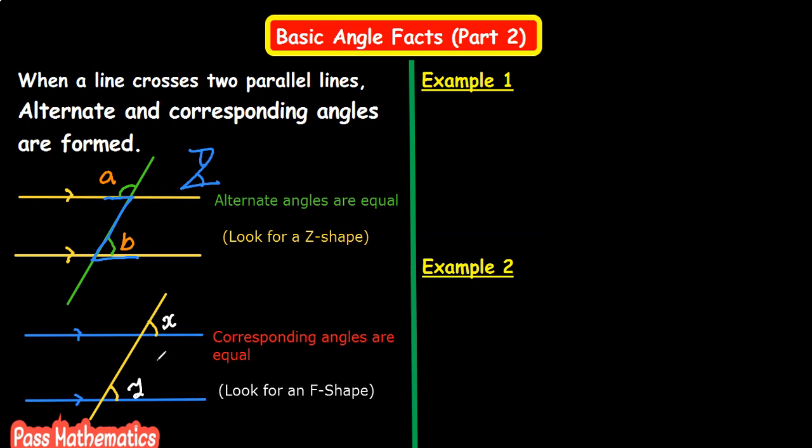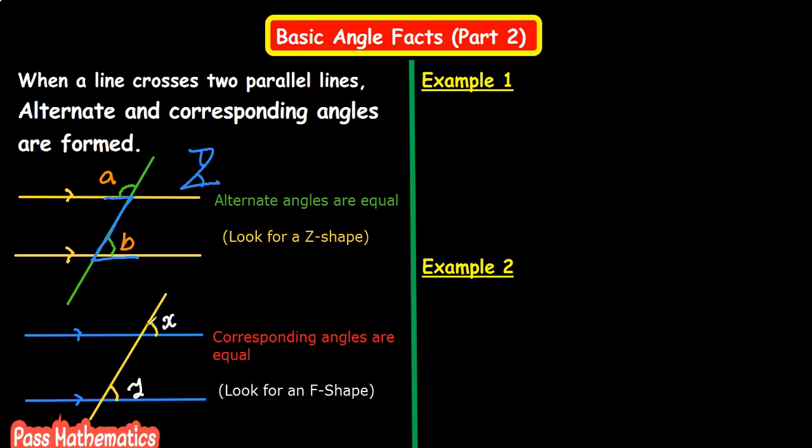Corresponding angles are always equal. So here we have another transversal line that cuts across these two parallel lines, and then we have angle X here, another angle Y here. So angle X and Y are corresponding angles. You can see them here.